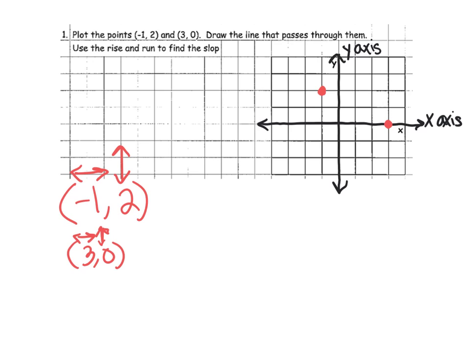So I have this special song. Of course I do, right? It goes, connect the dots, la, la, la, la. So I connected the dots. And now I need to use rise and run. And we haven't even talked about rise and run, you guys. So let's talk about it.